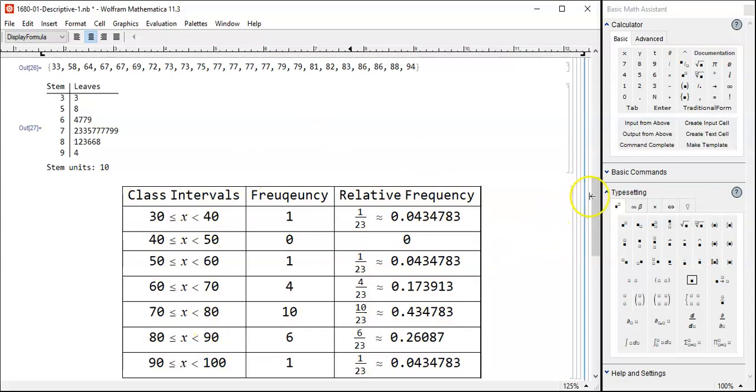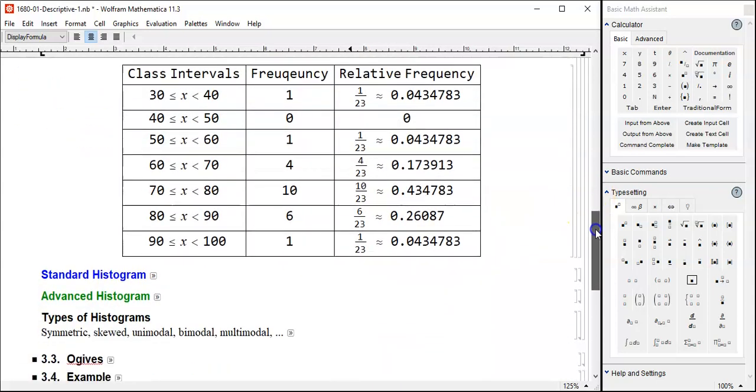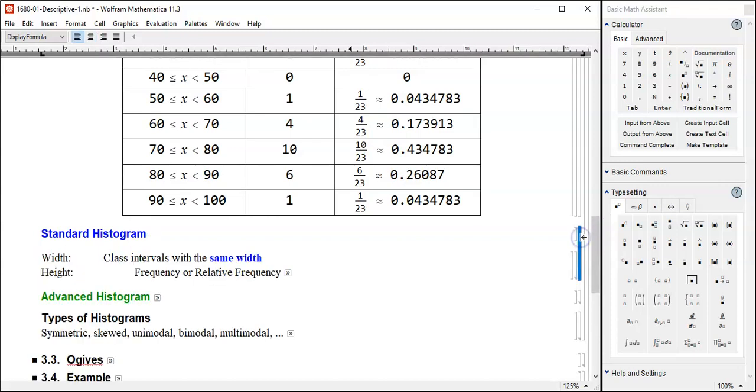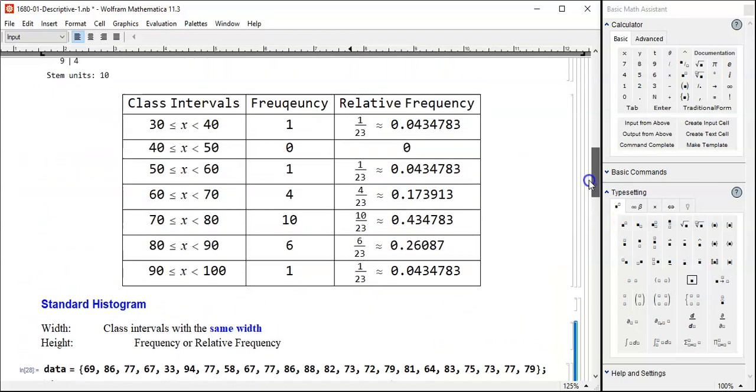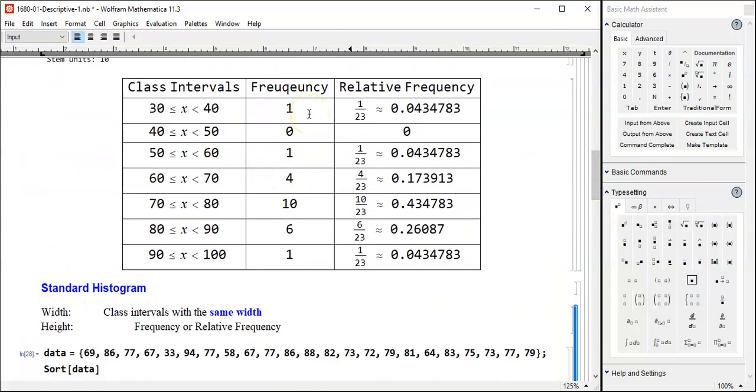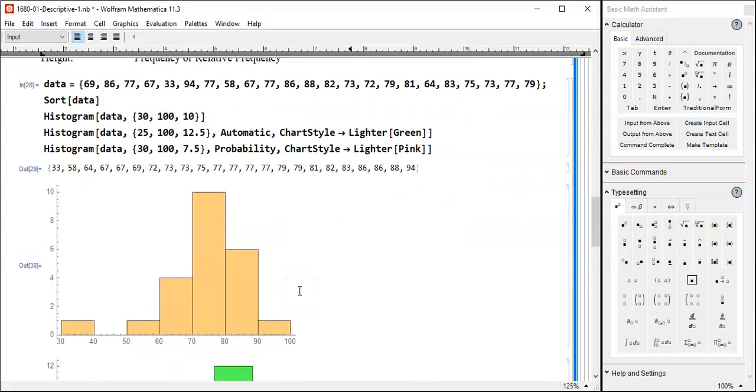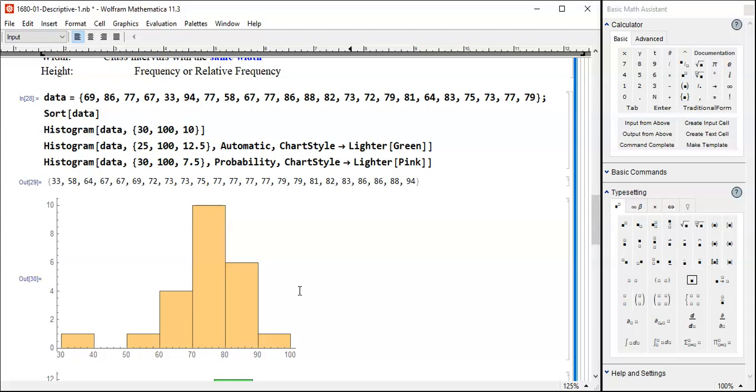Now, once you get those frequencies by appropriate counting, you're ready to draw a histogram. Class intervals with the same width, and we can take the height of each rectangle as either frequency or relative frequency. Here I use frequency. The width is 10, and then height goes to the frequency. The width is 10, and height goes to the frequency, and so on. This kind of thing is called a histogram.